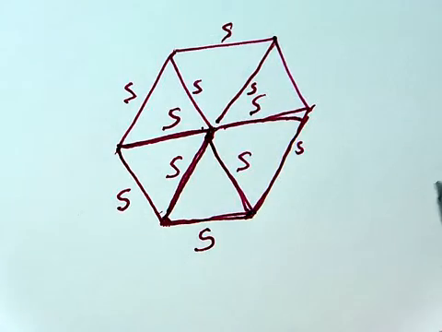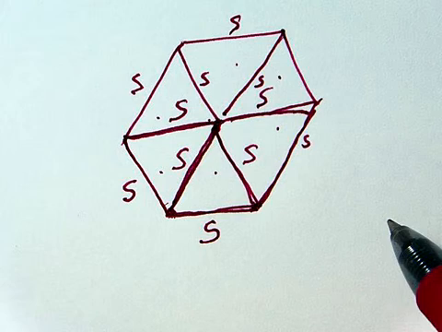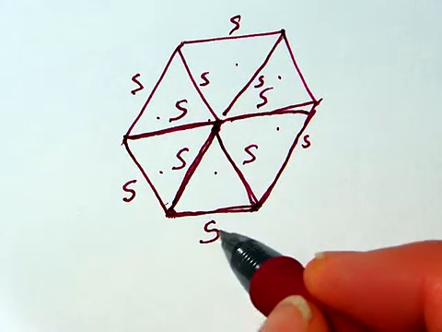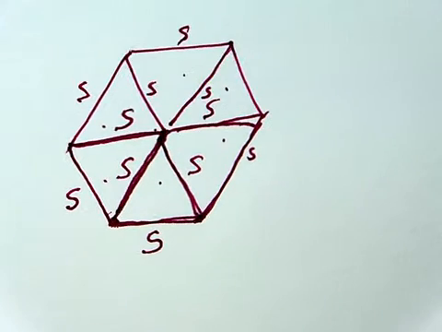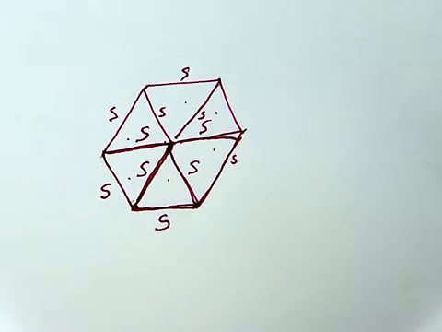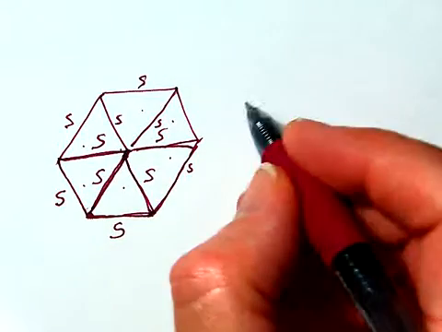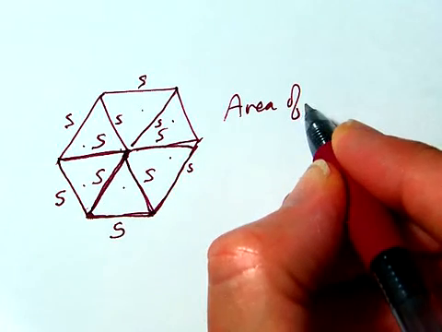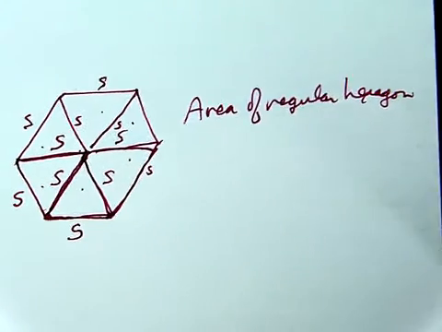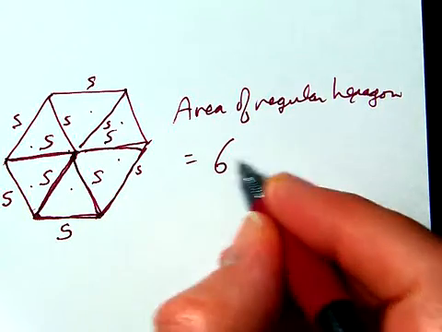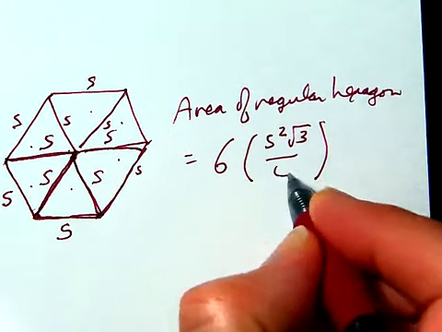So a regular hexagon is actually made up of 1, 2, 3, 4, 5, 6 equilateral triangles. And the side of each of those equilateral triangles is the same as the side length of the regular hexagon. So that means the area of a regular hexagon has got to be 6 times the area of an equilateral triangle. So the area of a regular hexagon is equal to 6 times the area of an equilateral triangle, which you may remember is s squared times the square root of 3 over 4.